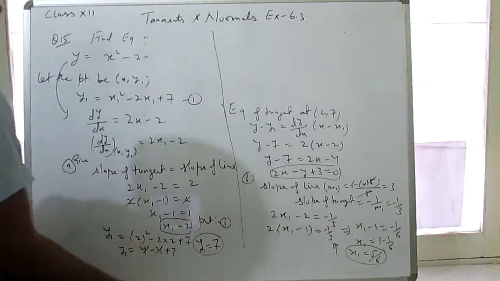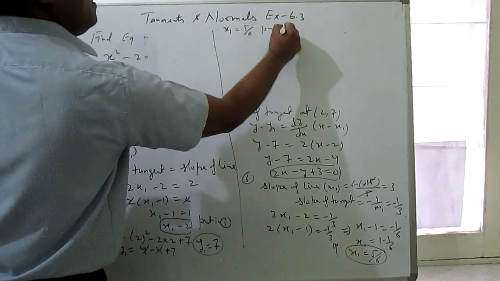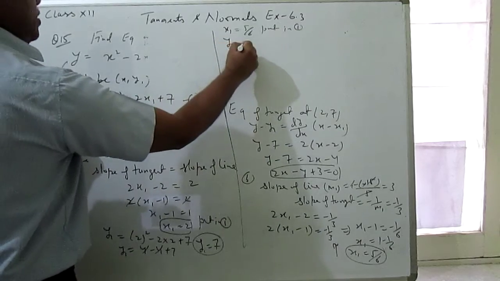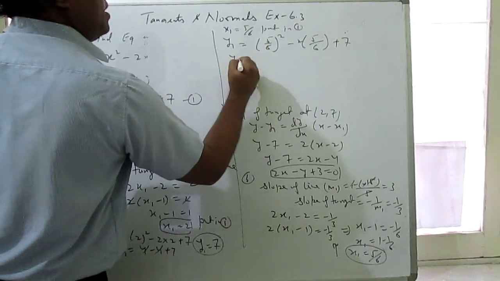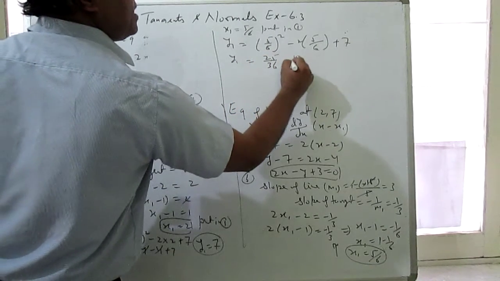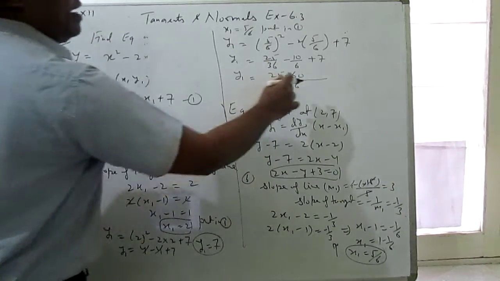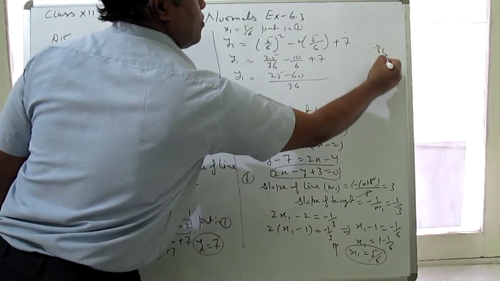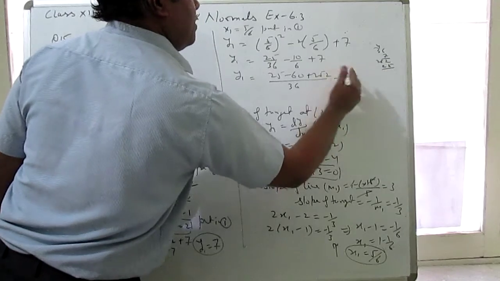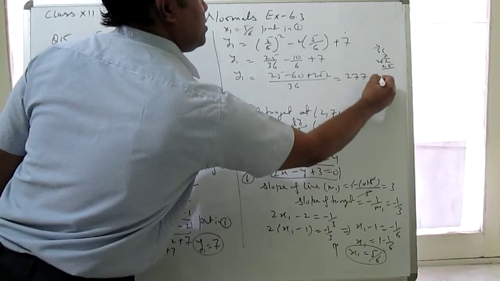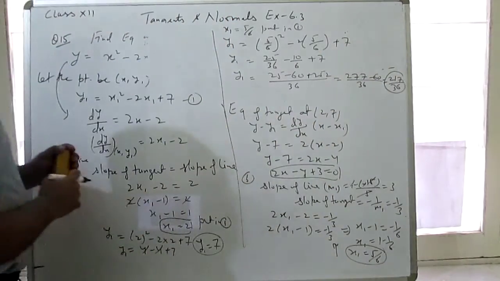Now x1 is 5 by 6, so put in equation 1, so y1 is equal to 5 by 6 का whole square minus 2 into 5 by 6 plus 7, so y1 is equal to 25 upon 36 minus 10 upon 6 plus 7, so y1, 36 you can take LCM, 25 minus 60 and 36 into 7, 7 6s are 42, 252 plus 25, 277 है ना, 277 minus 60 upon 36, so it is 217 upon 36. y1 is 217 upon 36.